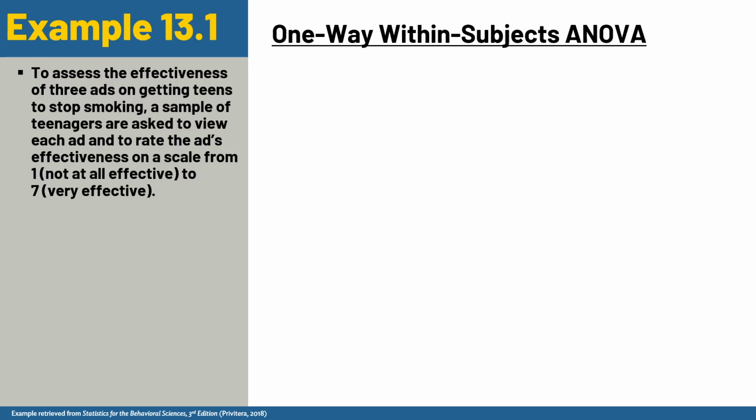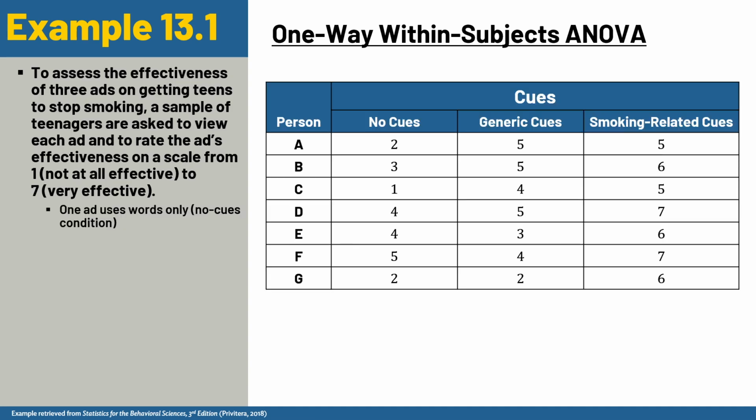So, example 13.1. Let's say we're evaluating the effectiveness of advertisements to help teenagers stop smoking, right? So these ads that kind of come in your face and try to convince people not to smoke, or to stop smoking if they are, rather. And so we have a sample of teenagers and we ask them to simply look at each ad and then rate the overall effectiveness. If it's not at all effective, they're going to rate it a 1. If it's very effective at convincing them to stop smoking, they'd rate that a 7. And so we have our numbers here.